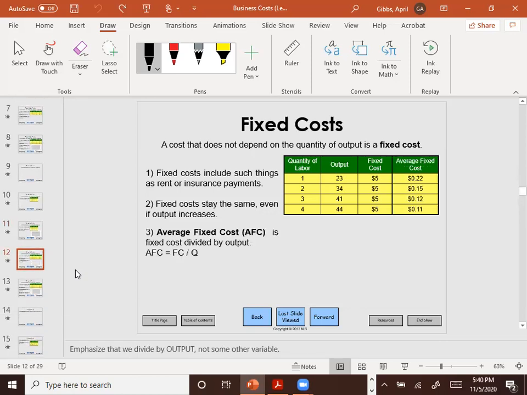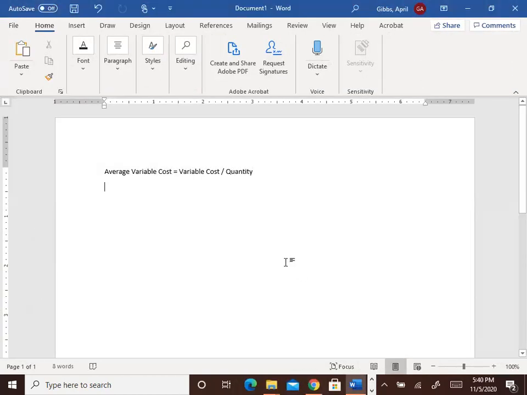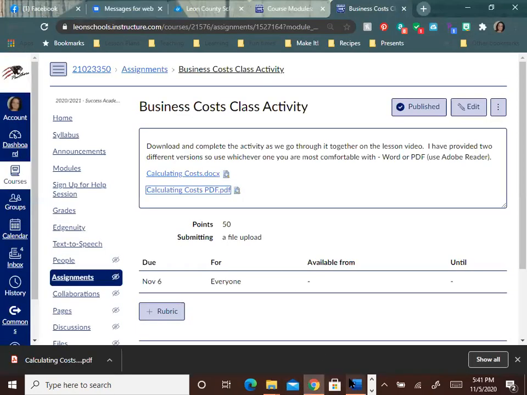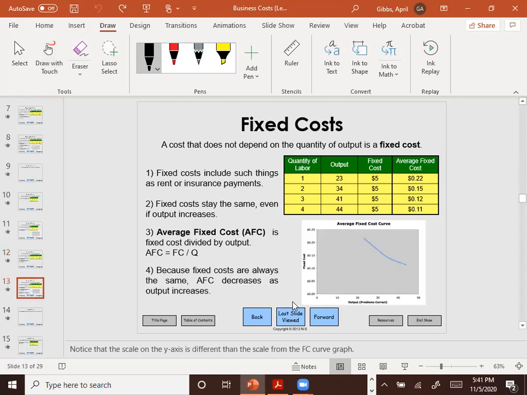The average fixed cost is fixed cost divided by output. So here is another formula to put into our chart. Average fixed cost equals fixed cost divided by quantity. Because fixed costs are always the same, the average fixed cost decreases as your output increases. So that means that over the amount of products that you're making, you're going to divide it less because you're making more products. So the more products can cover your costs.